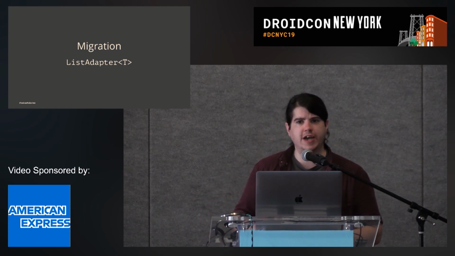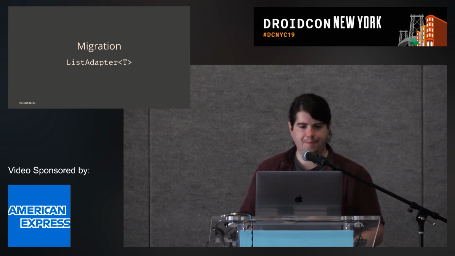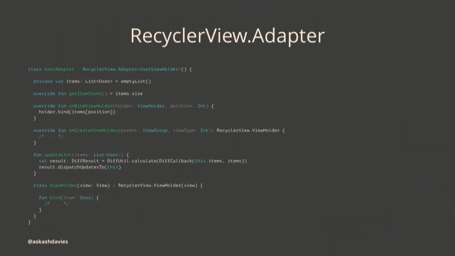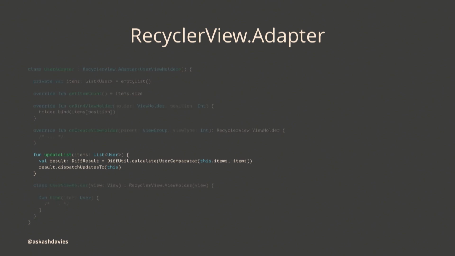But how would that migration look if we're already using the recycler view adapter? So this is a sort of naive implementation of what a recycler view adapter might look like. It's already assuming a lot about your infrastructure and implementation, but it can be assumed that a lot of implementations are quite similar to this. We're already using the DiffUtil here to dispatch updates on updating lists to make sure that these are happening in the background thread and animated accordingly.